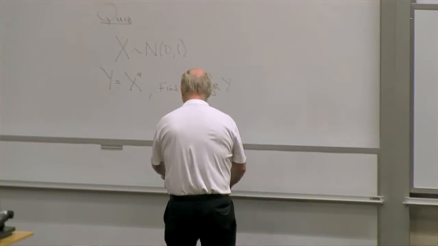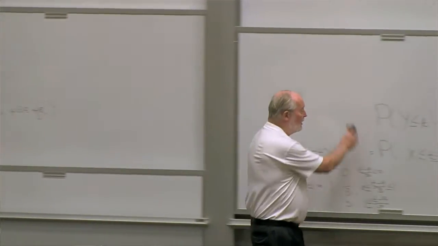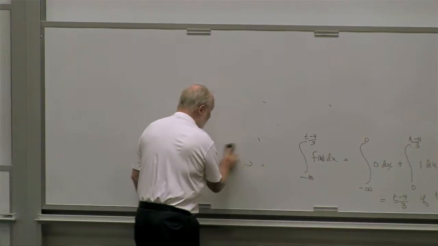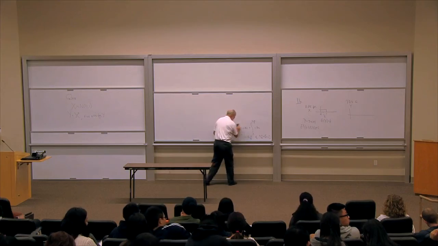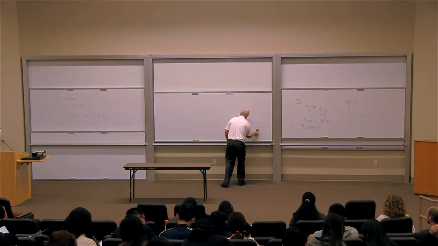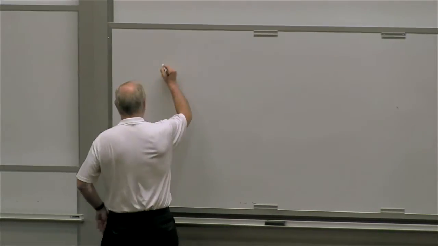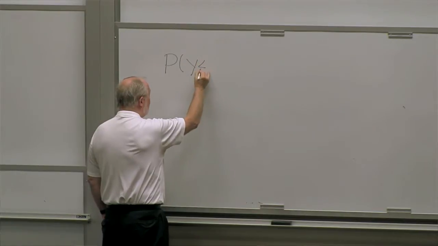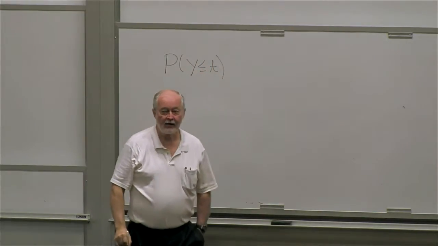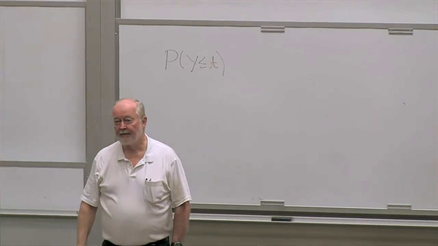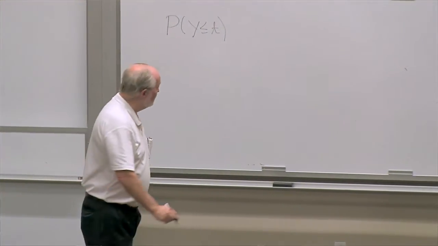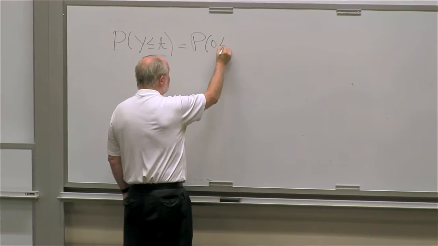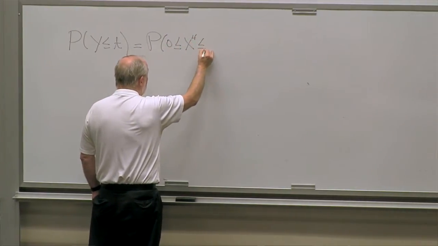This one right here is actually worked out, or close to worked out with notes, and it's done exactly the same way. That's what I'm erasing. And that is, I want to find the probability that Y is less than or equal to t. This is equal to, I'm putting in Y's other name, the probability that 0 is less than X to the 4th is less than or equal to t.